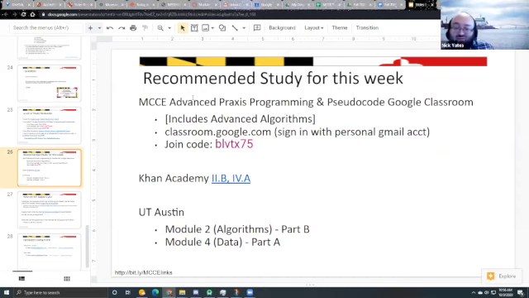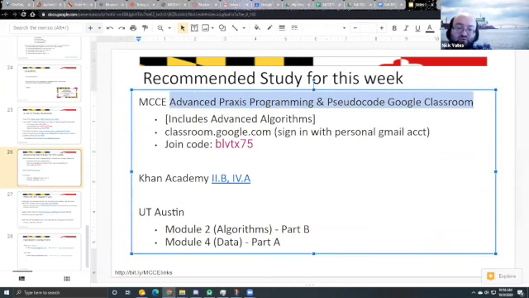So obviously, we know a lot of you are so busy with virtual schooling that you might not have a lot of free time, but if you have some time, please check out the Advanced Praxis Programming Google Classroom. That not only includes programming and pseudocode, but also advanced algorithms like sorting and searching, and I think even a little bit of the complexity that we talked about today, but definitely recursion as well. So check out that Advanced Praxis Google Classroom that MCCE has created for you.